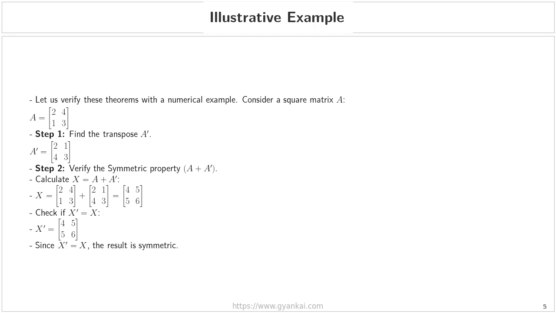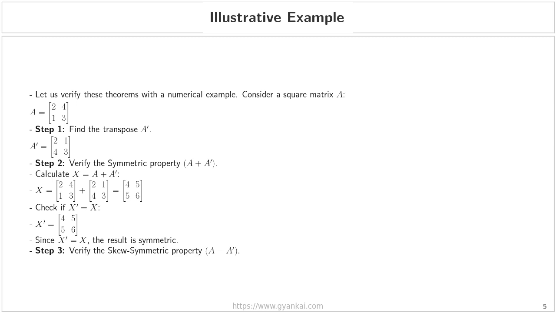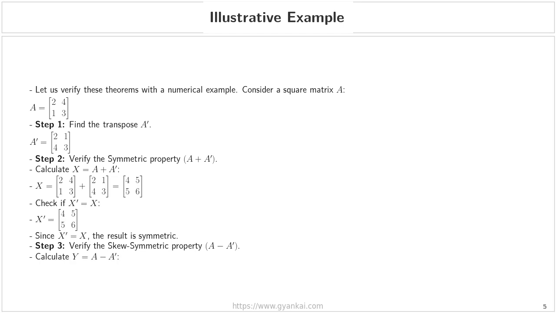Since X transpose is identical to X, we have numerically confirmed that the result is indeed a symmetric matrix. Finally, in step 3, we will verify the second theorem regarding skew-symmetry. We will define a new matrix, Y, as the difference between A and A transpose.